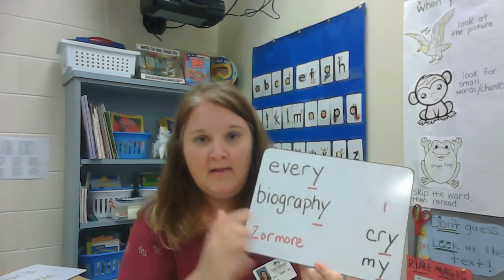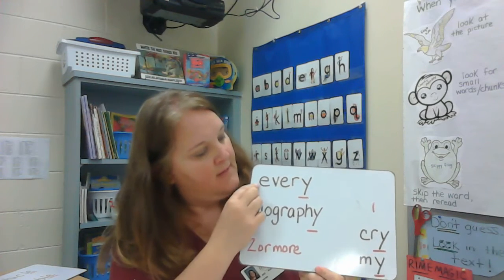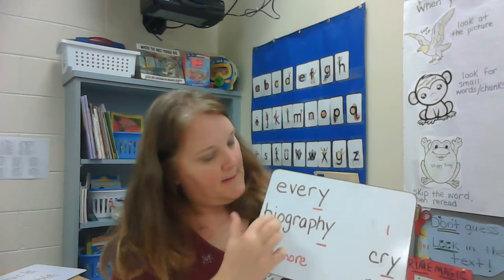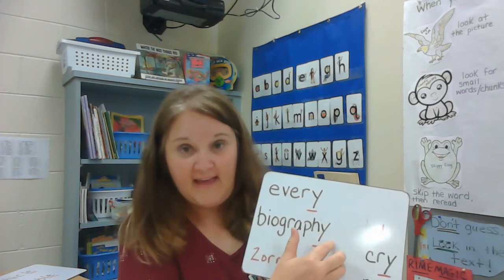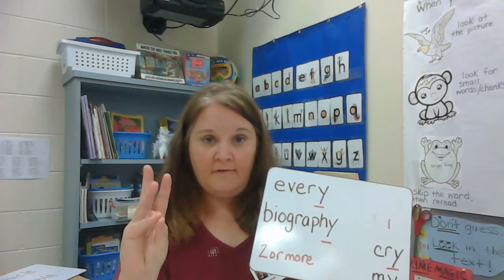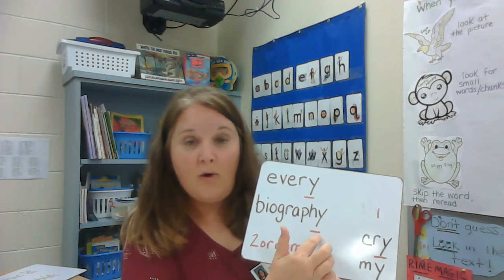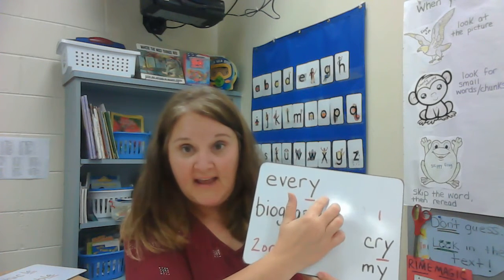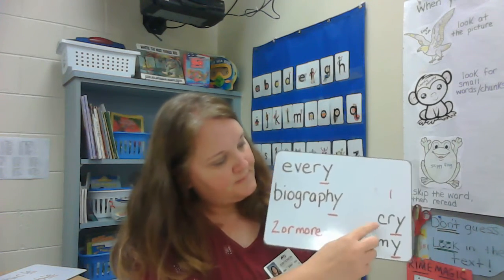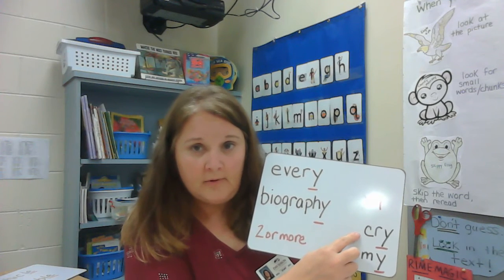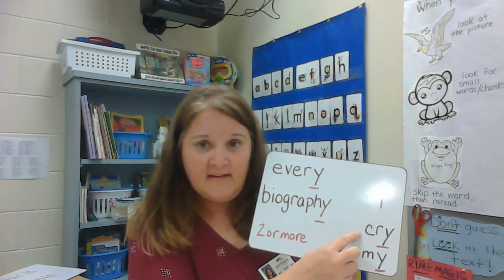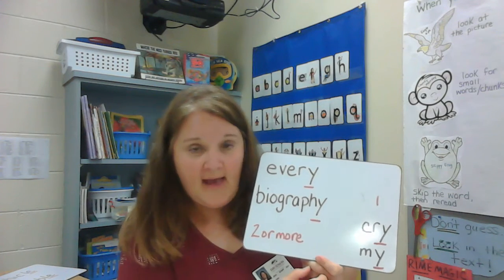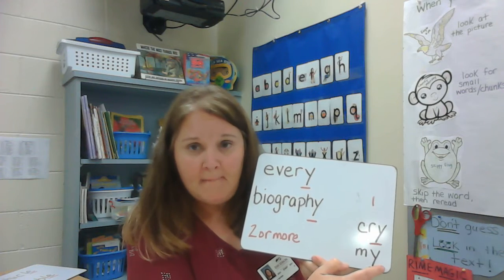Right here. These words have 2 or more. This word is every. It makes the E sound at the end. This word, biography. It's 4 syllables. So the Y at the end is going to say E. Every. Over here, these words only have 1 syllable. So the Y at the end is going to say I. So this word is cry, and this word is my.